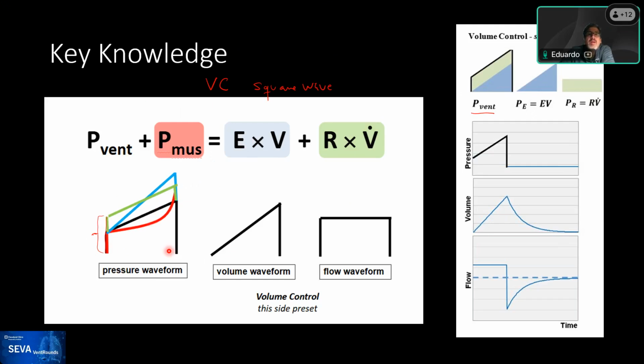Okay, Rob, any comments there? Just to say that as PMUS goes up, then P-vent has got to go down if the right-hand side of the equation is constant.